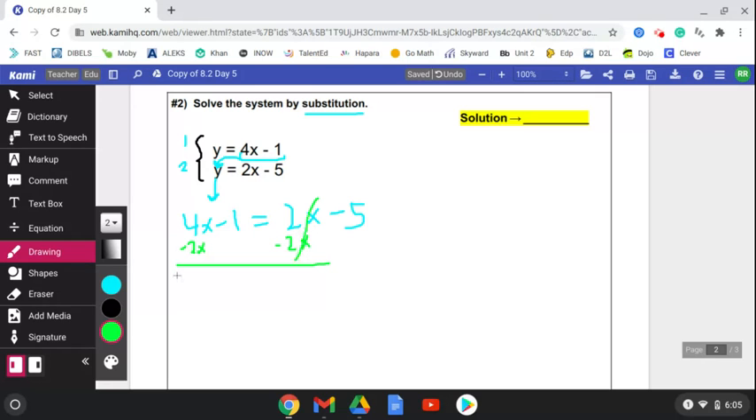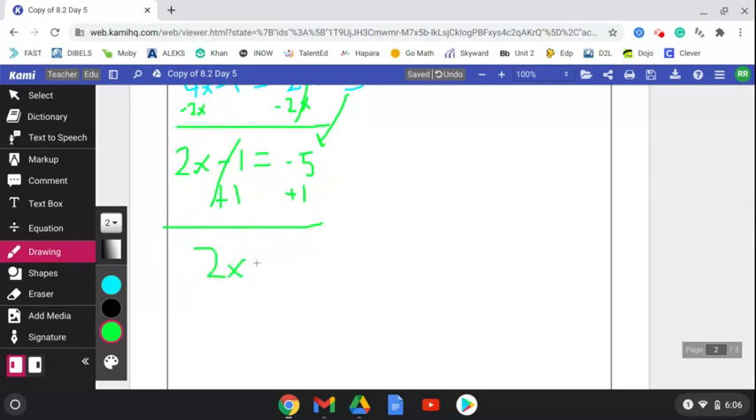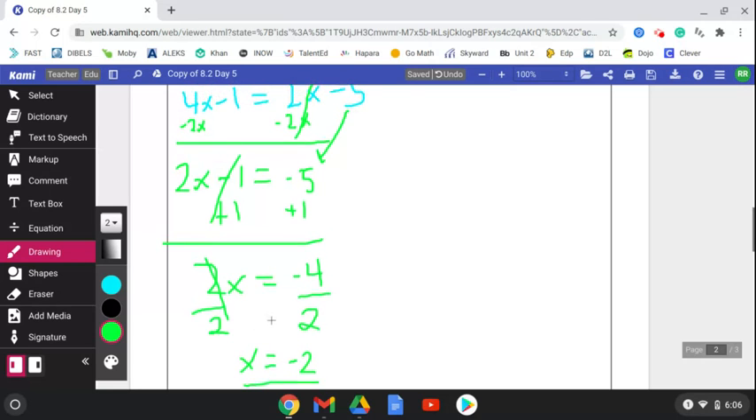Those 2x's will cancel. 4x minus 2x is 2x. Bring the minus 1 down, bring the equal sign down, and bring this negative 5 down. Because your x term is on the left, get the numbers on the right side by adding 1. That way those 1's will cancel, and 2x equals negative 5 plus 1, which is negative 4. Solve for x by dividing both sides by 2. And so x equals negative 2. So how do you get y?